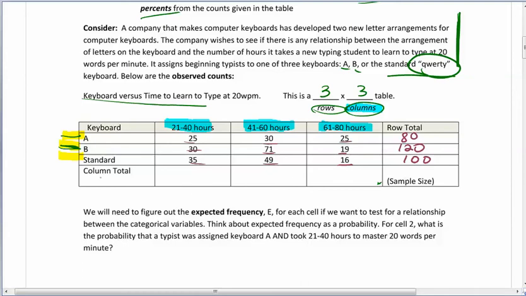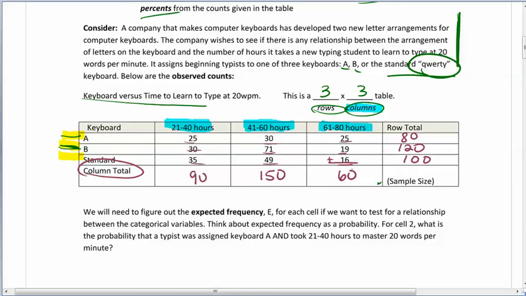You also want to know the column totals. The column totals will tell you how the breakdown for time worked. If you add these up, we get 90. There's 90 typists who took between 21 and 40 hours to learn. There were 150 typists that took between 41 and 60 hours to learn. There were 60 typists, if you add these up, that took between 61 and 80 hours to learn.